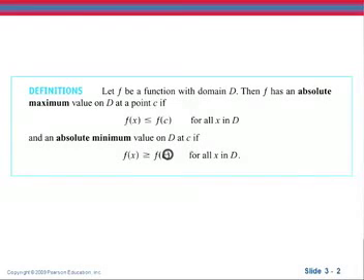It has an absolute minimum value on D at c if f of x is greater than or equal to f of c for all x in D. So if all the y values are greater than this y value for all x's in the domain, then this would be our absolute minimum.